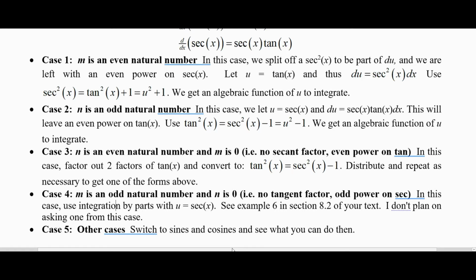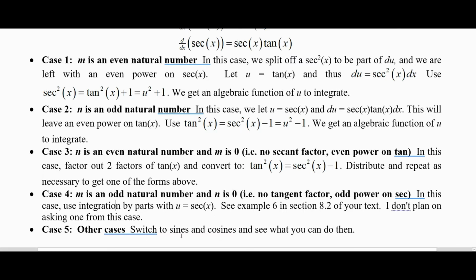If m is an odd natural number and n is 0, so there's no tangent factor, and we have an odd power on the secant, you can use integration by parts with u equals secant of x. And it's a little bit of a tricky way to do that. There's an example in your textbook. In the textbook that we're using, at least, it's example 6 in section 8.2 of Larson's text. And I don't plan on asking one of those probably in my class.